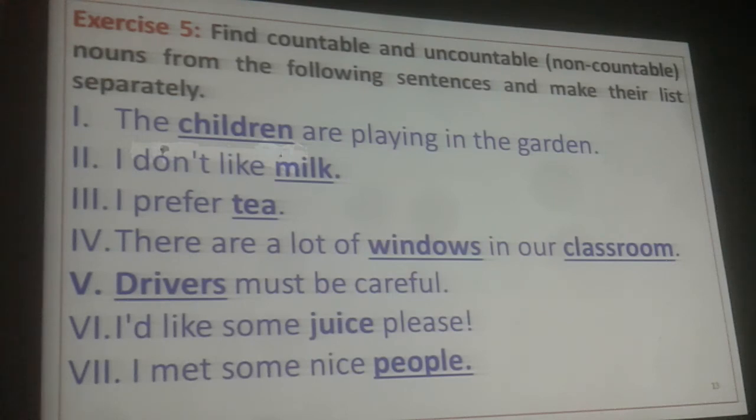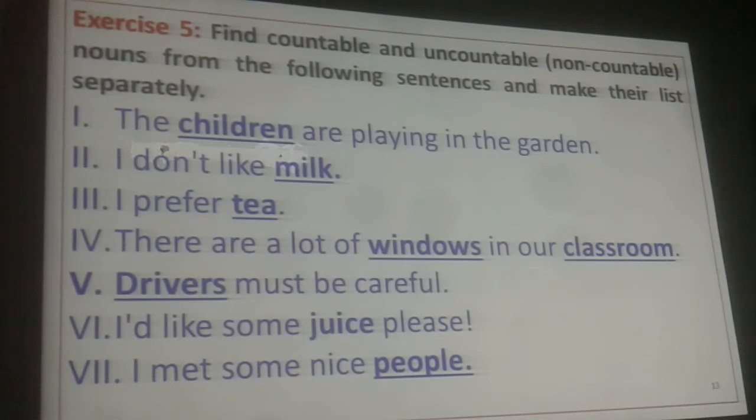Then there is fifth exercise. Find countable and uncountable, non-countable nouns from the following sentences and make their list separately. Again, I have highlighted those words so that we will decide which word is countable, which word is uncountable. The first sentence: the children are playing in the garden. In this sentence, children. And the next, I don't like milk, so milk. And the third is tea. And the fourth is windows and classroom. And next is drivers. Next is Jews. And in the next sentence, people. So you can easily see these bold words.